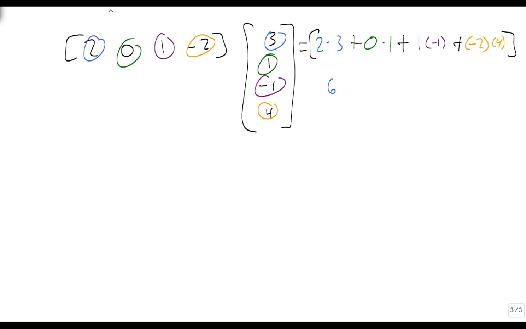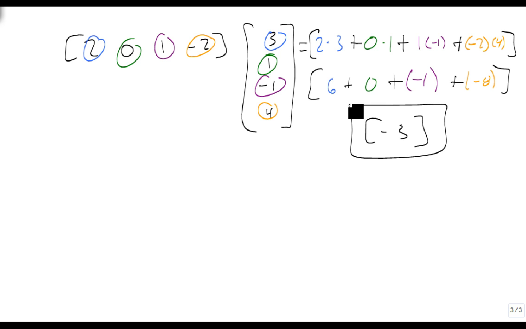That gives me 6 plus 0 plus a minus 1 plus a minus 8. Well, 6 minus 1 is 5, and 5 minus 8 is minus 3. So here's my resulting 1 by 1 matrix. But this is key because the way we do this row column thing will determine how we do anything bigger than a row times a column. So make sure you understand how to do a row times a column.